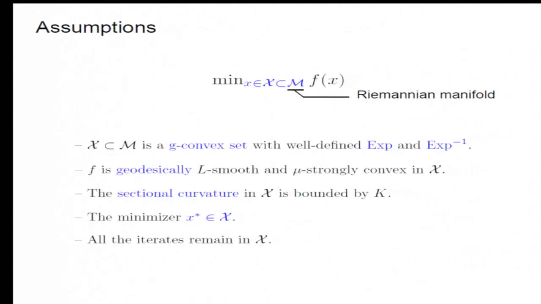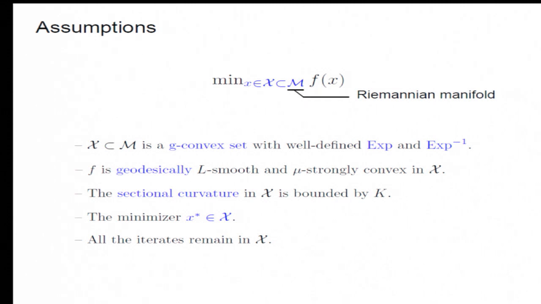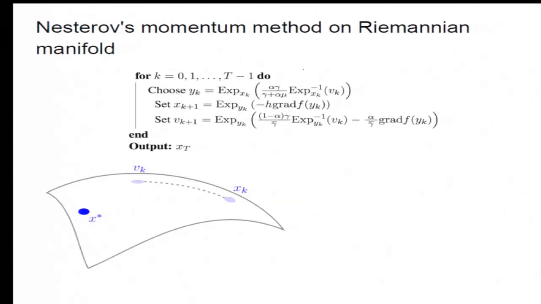So let's go into our algorithm and analysis. We make the following assumptions. The domain X is a geodesically convex set where both the exponential map and its inverse are well defined. And f is geodesically L-smooth and mu-strongly convex in X. The sectional curvature in X is bounded by K. And we assume f attains its minimum in X, and all the iterates remain in X.